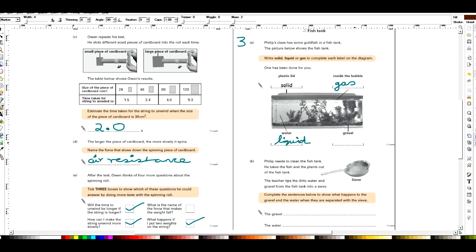And the gravel inside is a solid. I learned that from Minecraft. Okay, excellent. Philip needs to clean the fish tank. He takes the fish and the plants out of the fish tank.